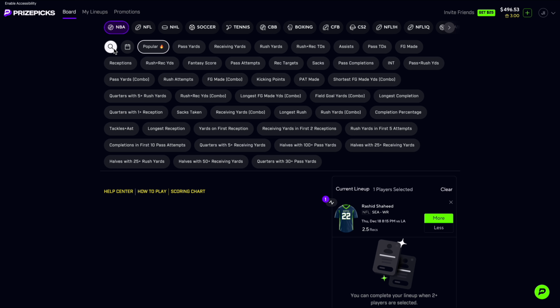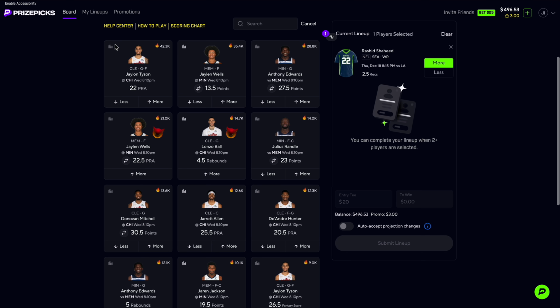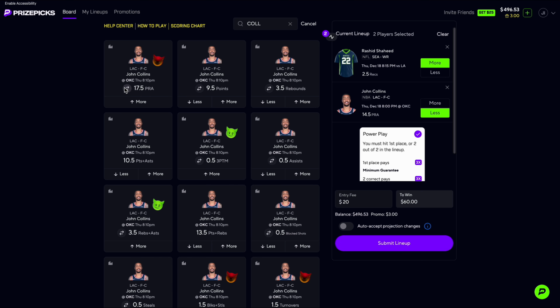So I'm going to see if Collins is still here at 14.5 PRA. He is. I like to check the alternate lines just in case, and this is why, because PrizePicks is even giving us more confidence on his under 14.5. They're telling us that for him to go over 15.5 is a very heavy underdog, right? That's why it's a demon play. They pay you more for taking this over 15.5, and they even have his regular line at 14.5.